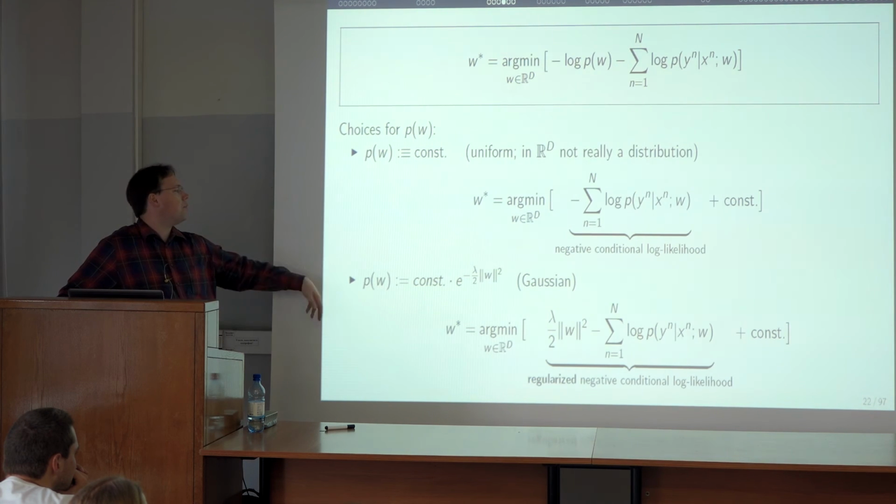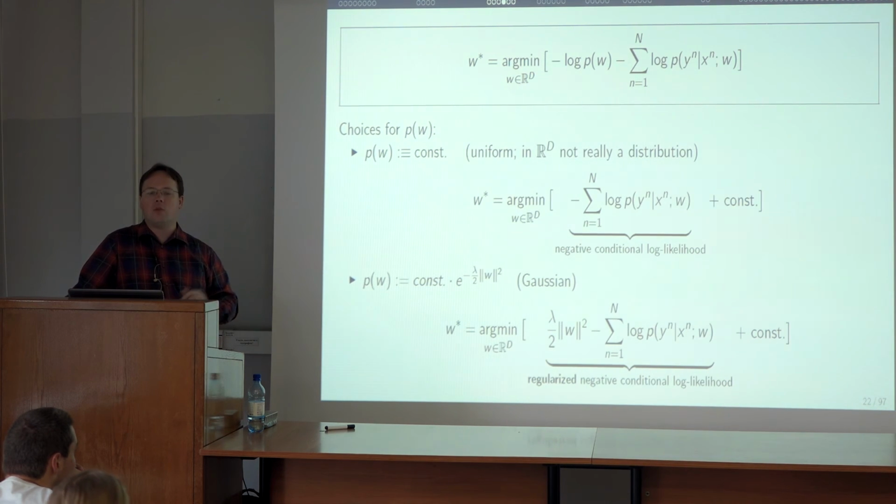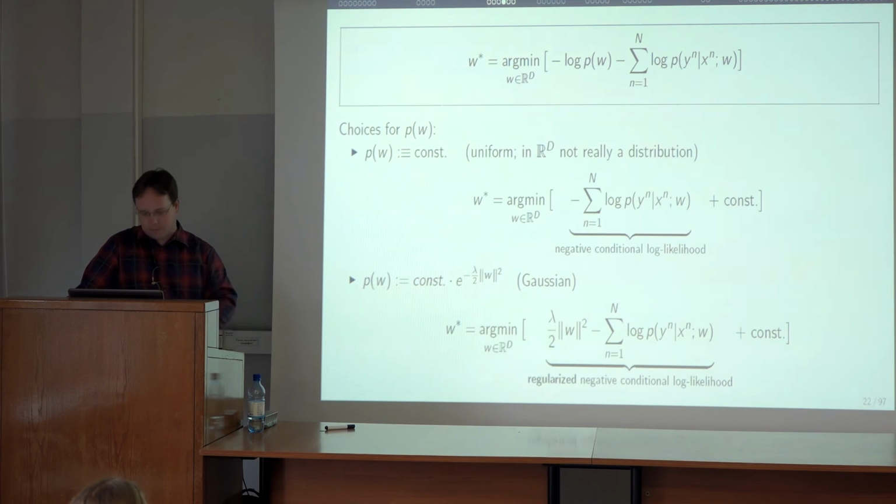You can choose other priors on the weight vector. You can choose an L1 norm, which will enforce sparsity in the vector. If you have any prior knowledge about your parameters, you can plug it in here.